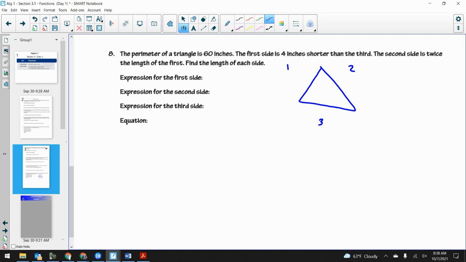All right, so what does the first side depend on? The third side. It's 4 inches shorter than the third. So if the third is x, let's put that there, then the first side is 4 inches shorter than that, x minus 4. And now our second side is twice the length of the first. So that would be 2 times x minus 4, or in other words, 2x minus 8.